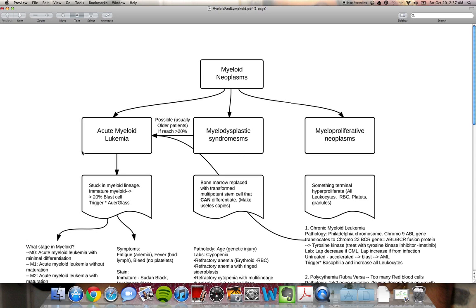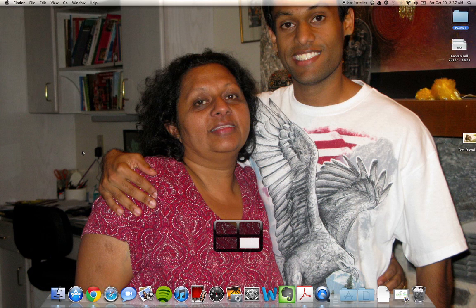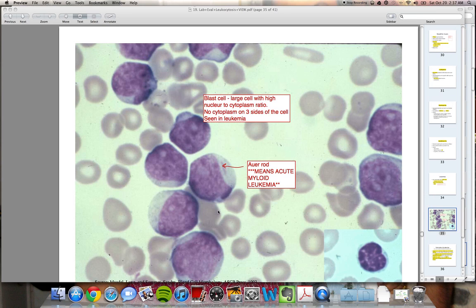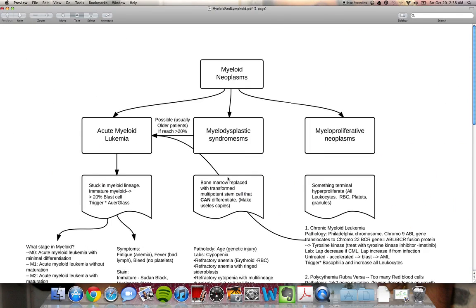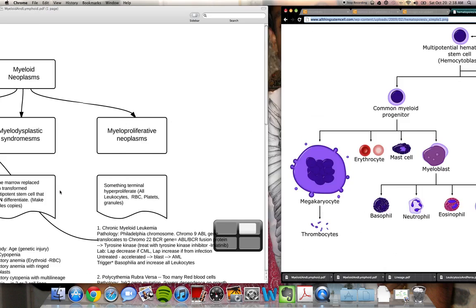Let's take a look at what this blast cell actually looks like. Here we have the blast cell. You can see the cytoplasm is very small on the side, and the big nucleus takes up the rest of the space. Within this, you can see this Auer rod. This is also another trigger word for acute myeloid leukemia. So if I say greater than 20% blast cells or Auer rod, you know it's acute myeloid leukemia. And what are blast cells? Blast cells are immature myeloid cells, progenitor cells.